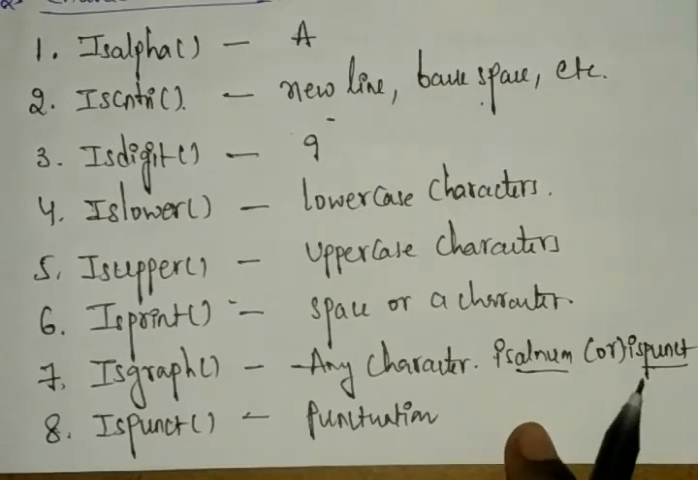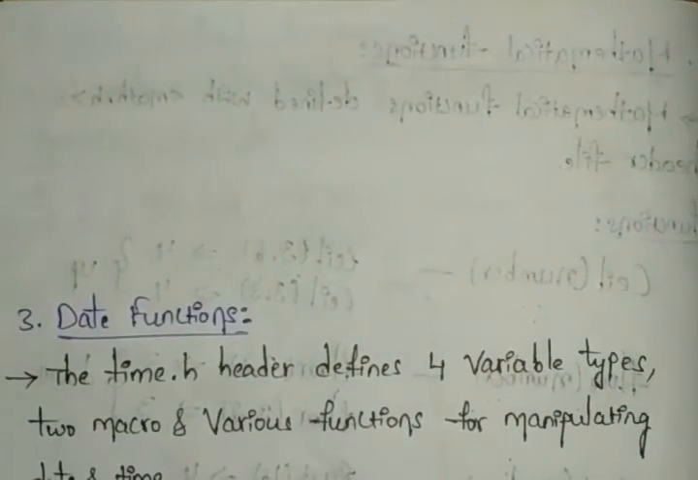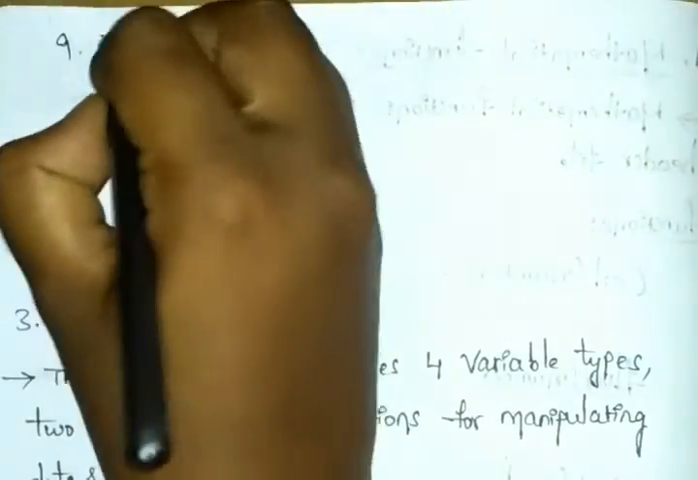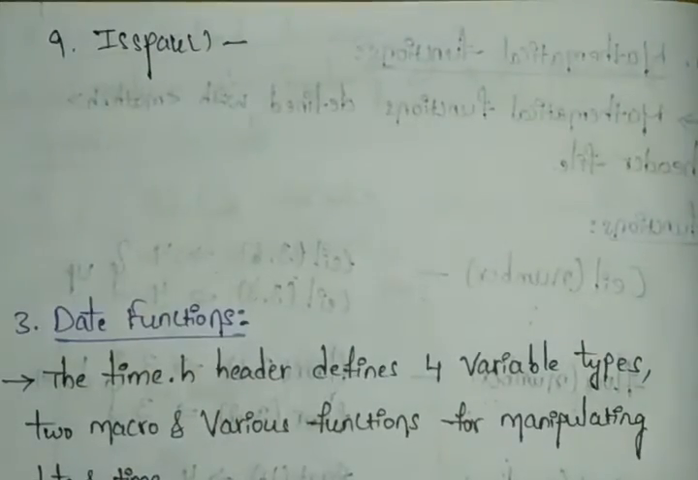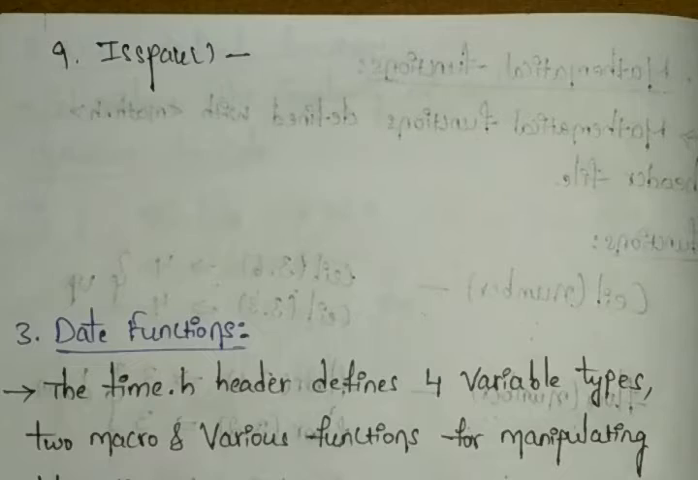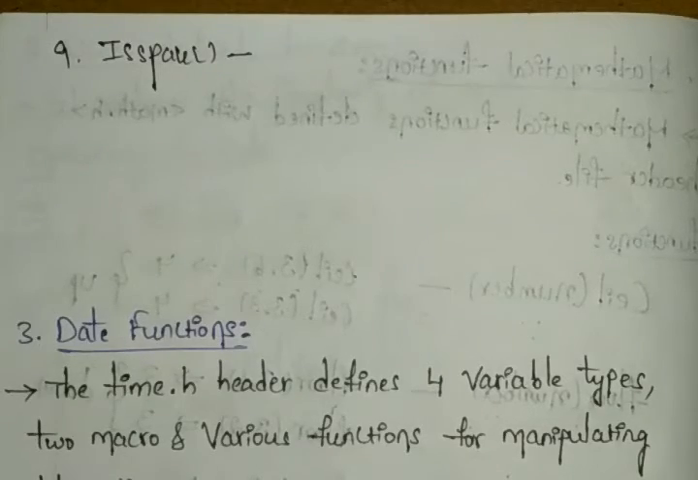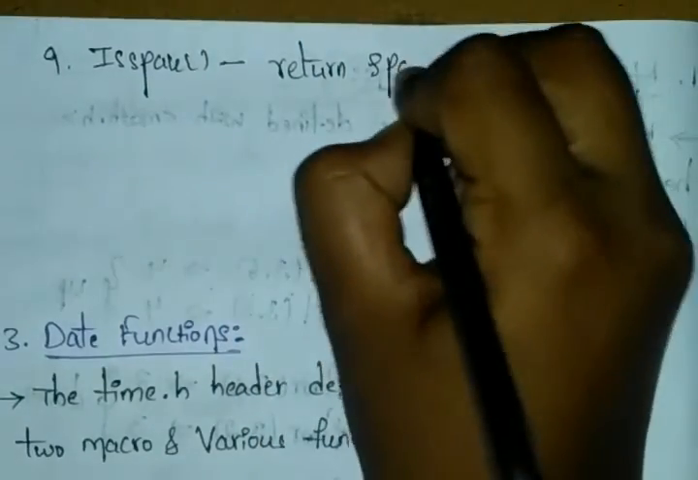And next we have isSpace. Let's go. So we have isSpace. Space means if you give a space between characters, or between words or anything, it returns non-zero. Otherwise it returns zero only. So you can just return the space.